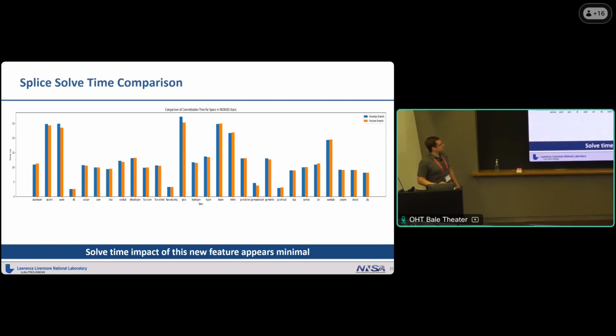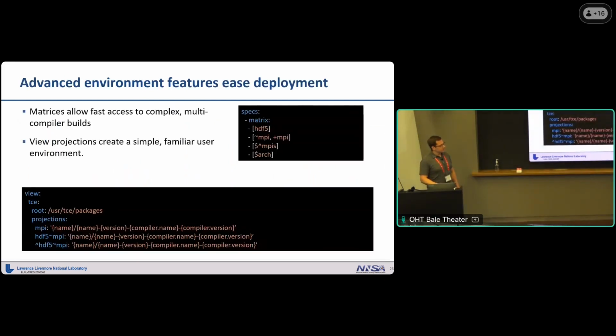The bar in orange is with the new feature added. It's not necessarily any faster or slower, I think, than the existing develop branch. So far it looks good, but we're going to continue to watch this to try to make sure that we don't slow down the concretizer. So that's kind of future roadmap.